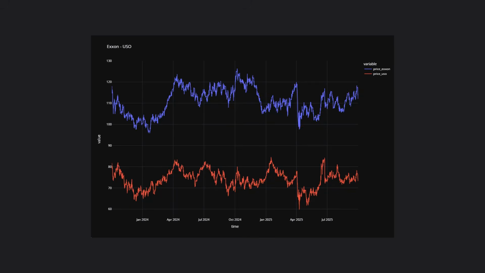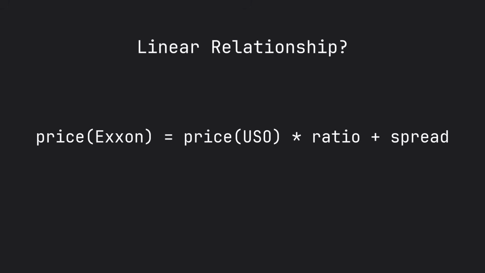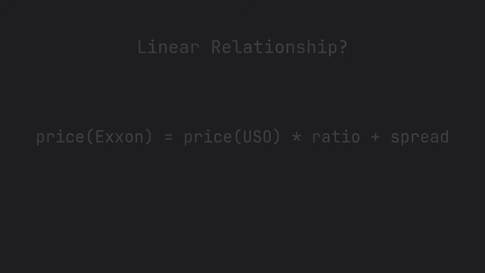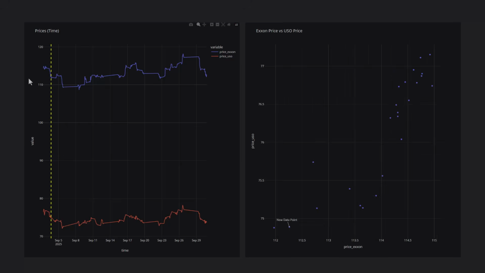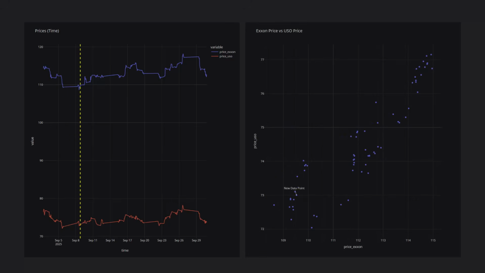Now the question is whether there is a linear relationship between Exxon and USO. In other words, can we construct the price of Exxon using USO price times some ratio? In this linear regression simulation, you can see the two asset prices on the left side. At each point, we then measure the price of Exxon and USO.